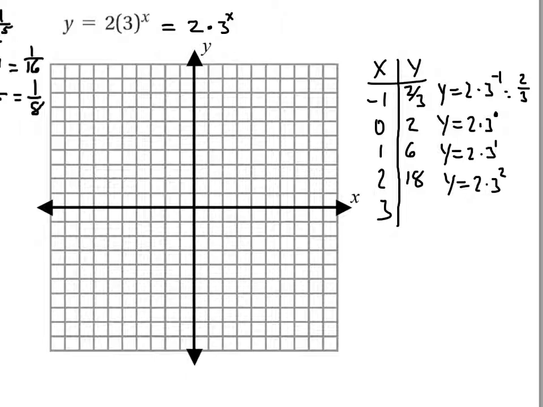So starting at -1 for x, I go up 2/3 of the way. That's roughly there. All right, just ballpark it. Then 0, 2 is right about there. And 1, 6 is there. So we're only able to graph 3 points from our t-chart. Okay? But you've got to keep in mind what shape this function takes.